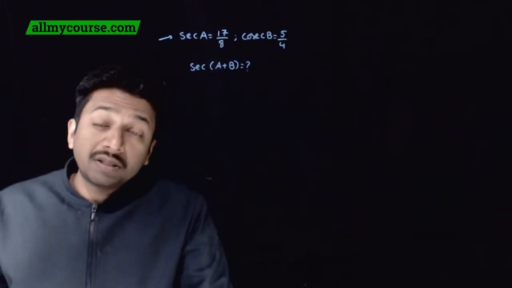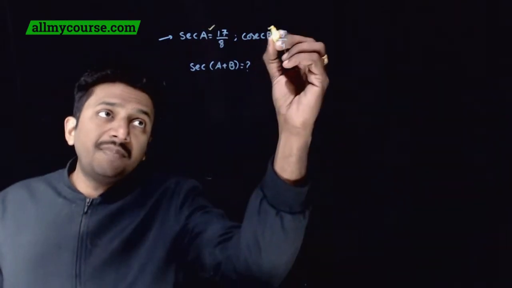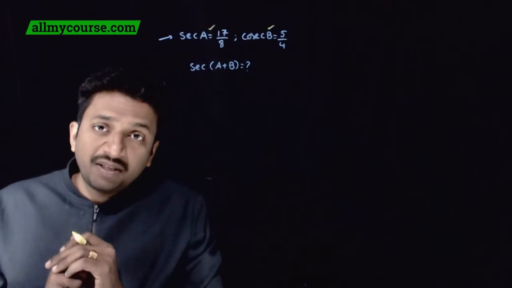So welcome students. In this question, given that secant A is 17 by 8 and cosecant B is 5 by 4, you are asked to find secant of A plus B.